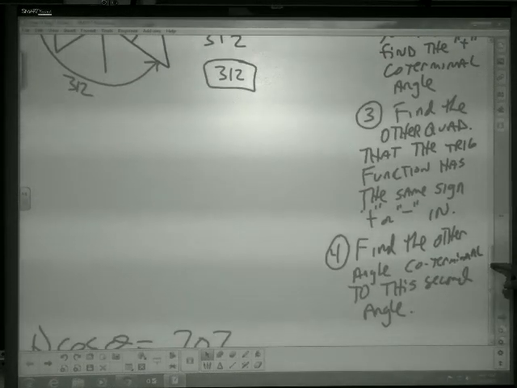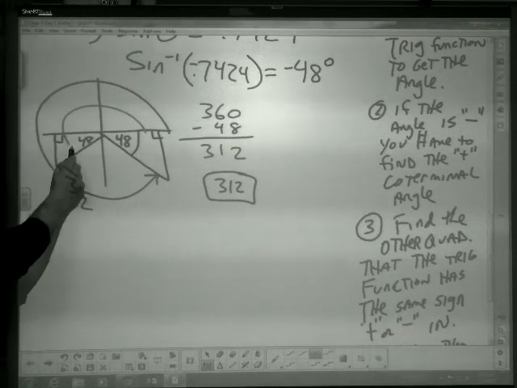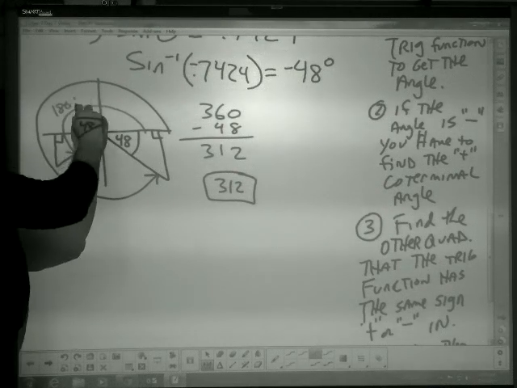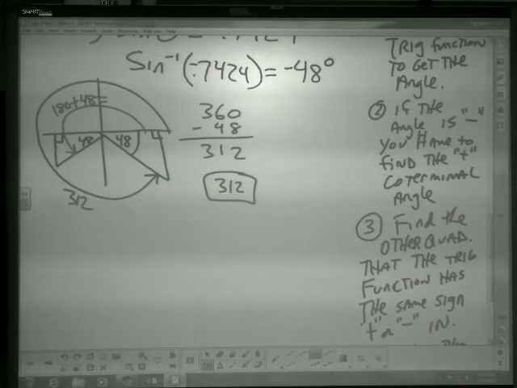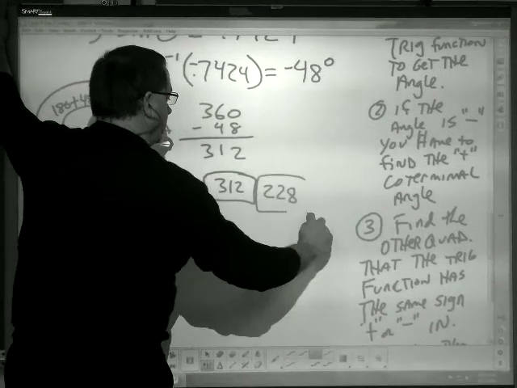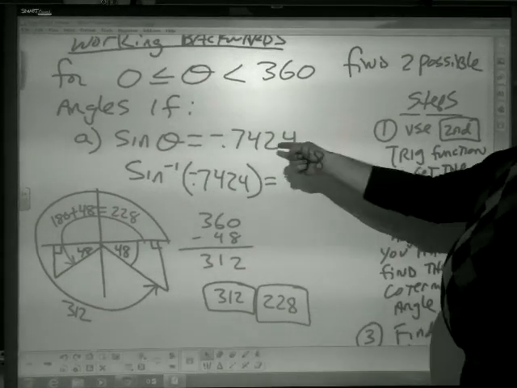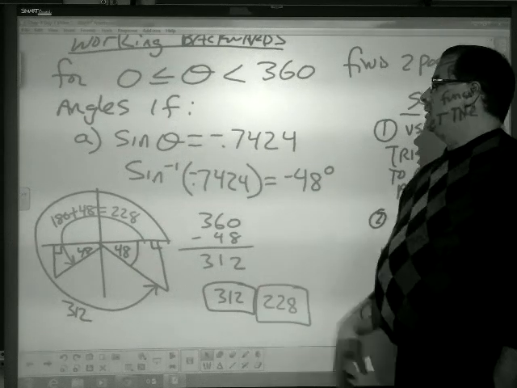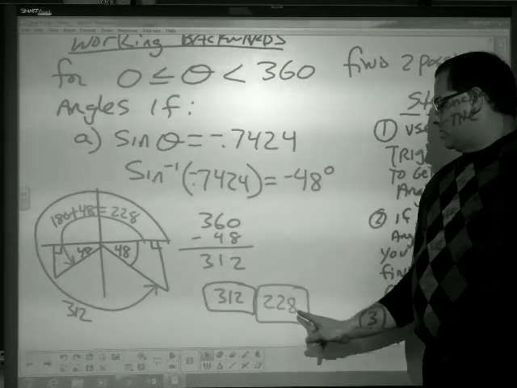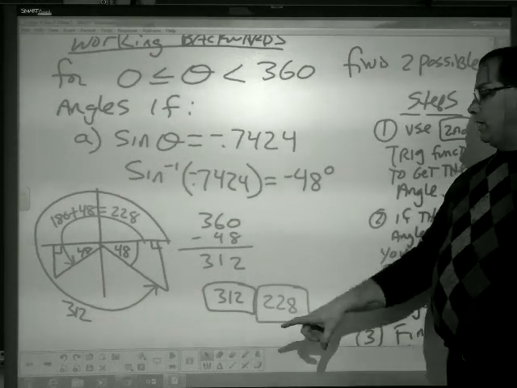Now find the other angle coterminal to that second angle. So now I have to ask myself, how far is it to here? Well, that's going to be 180 plus 48. And 180 plus 48 is 228. So my other answer is 228. And now I have found two angles such that the sine of those angles is approximately negative 0.7424. So if you were to take sine of 312, you should get this. If you take sine of 228, you should also get this. And so that's working backwards from our answer to find two possible angles.